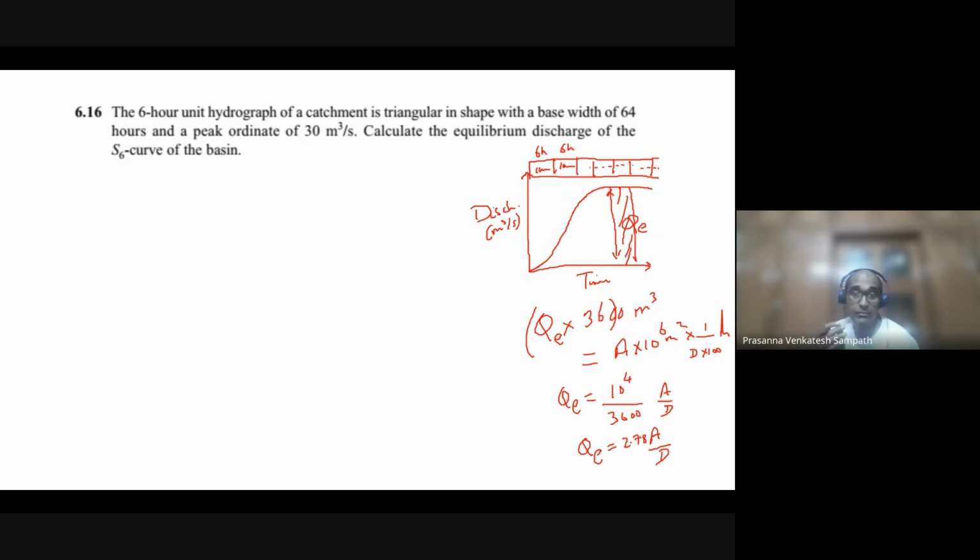Now the point is, I know d in this equation. d is 6 hours, but I don't know the area of the catchment. Now, how do I find the area of the catchment? So that's what you were trying to answer, Sriram. Venkatesh, how do I find this A now? Or Puneet, anyone? Let's finish this quickly.